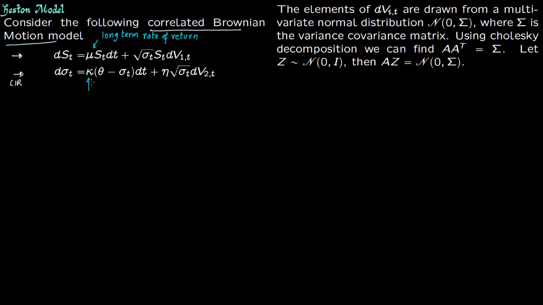So this kappa, as in a CIR model, is the rate of mean reversion. Theta is our long-term variance. When you say rate of mean reversion, the mean you're talking about is this theta. So that is the speed at which you will go to theta. Then sigma t, obviously you have to compute, and this eta is nothing but the vol of this series on volatility.